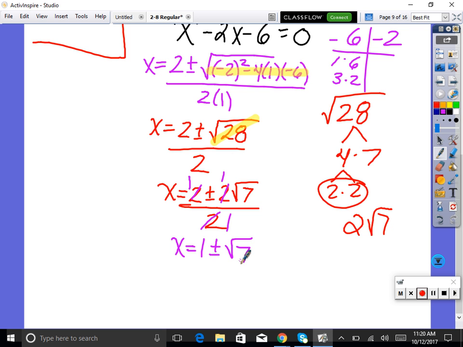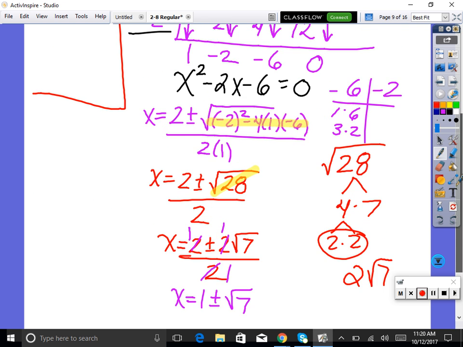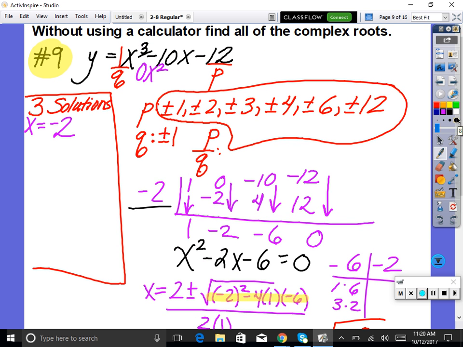So we'll go back up to our bucket of solutions. And I want you splitting them apart. X equals 1 plus root 7, and x equals 1 minus root 7. 3 solutions. We've got all 3 in our bucket.